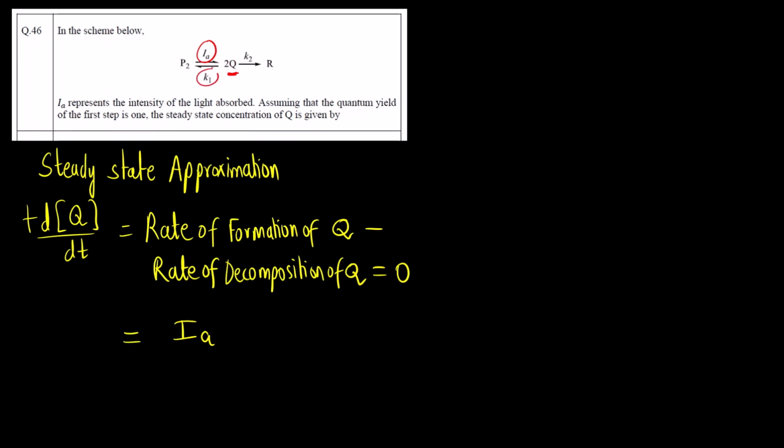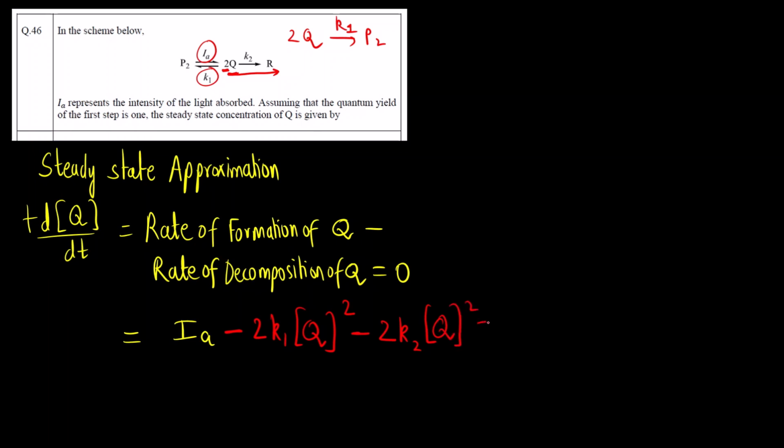And now it is getting decomposed in two reactions. One is, let's say this one, 2Q getting converted to P2. Rate constant is K1. So IA minus, we first write down the coefficient, that will be 2, into rate constant K1, into concentration of reactant Q. Its stoichiometric coefficient is 2, so we write square. And it is also getting decomposed in this reaction. So minus 2 K2, then the concentration of reactant, that is Q square, is equal to 0.